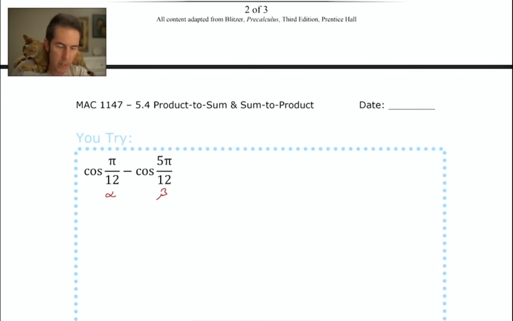So alpha minus beta. Oh, the first one's alpha plus beta. So that is going to be 6 pi over 12, which will reduce to pi over 2. That has to be divided by 2 again, so it'll be an argument of pi over 4 inside of the first sine function on the right-hand side.